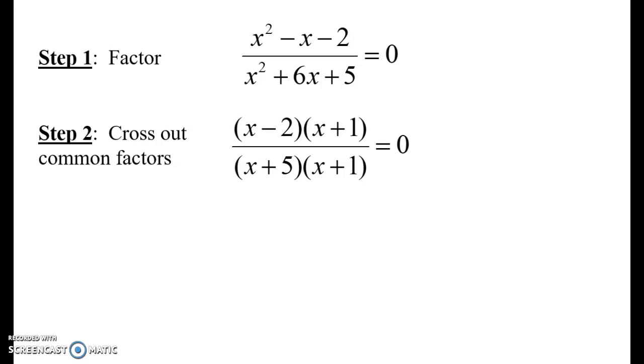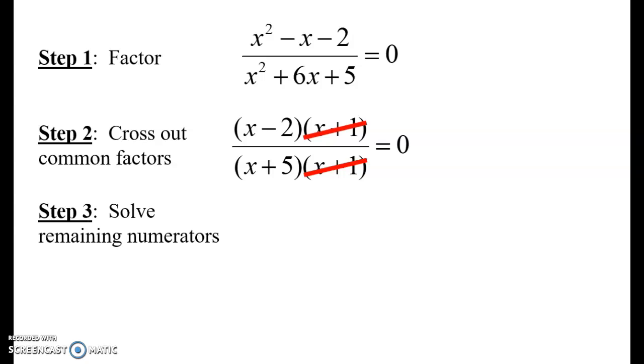So you're going to cross out common factors. The x plus 1 that you could have found with that numerator actually can't be an answer. Again, it makes the fraction undefined, which is not good. So we cross the things that are the same out, because those can't be solutions.